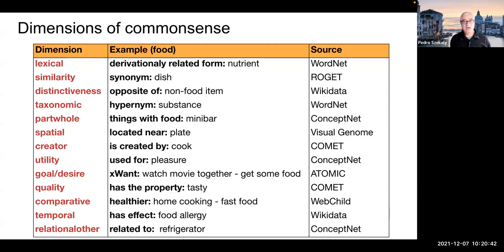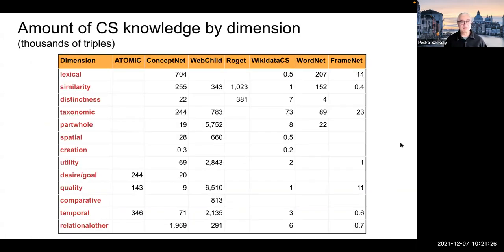13 dimensions with some examples like lexical knowledge, food is a nutrient; similarity, food is similar to dish; distinctiveness, food is opposite of non-food; taxonomic; part whole, you find food in the minibar; spatial, food is usually close to a plate; who creates it; what is the utility; what are the goals and desires that people have around food; qualities; comparative; temporal; and then finally another group that's just a catch-all for anything that we could not put in the first 12 dimensions. Next slide, please.